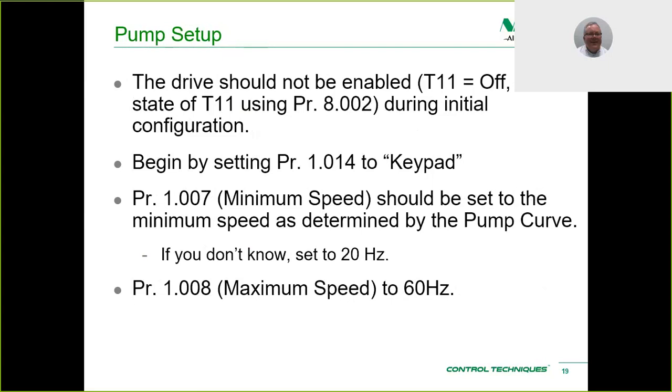And now I'm going to adjust my minimum speed and my maximum speed. So parameter 107 is minimum speed, and that should be set to the minimum speed from your pump curve. If you don't know, set it to 20 hertz. That seems to be a pretty common setting. And then the maximum speed, parameter 108, maximum frequency, I should say, should be set to 60 hertz as well.